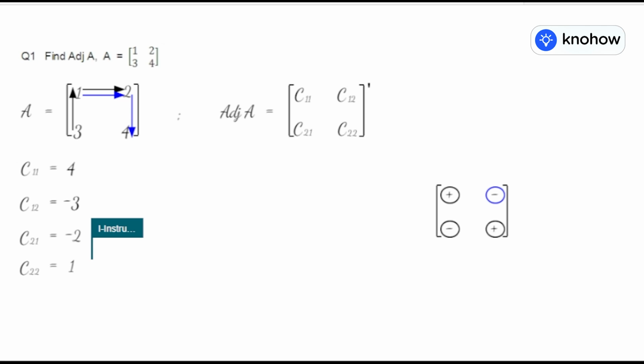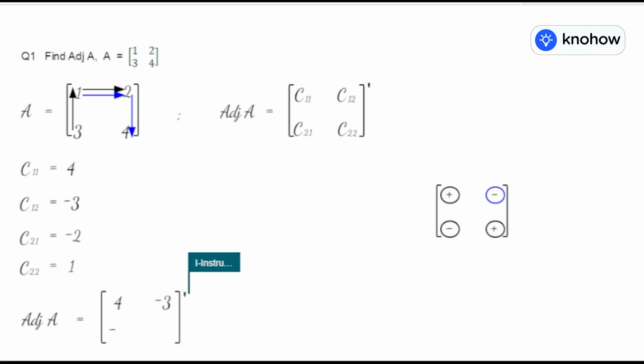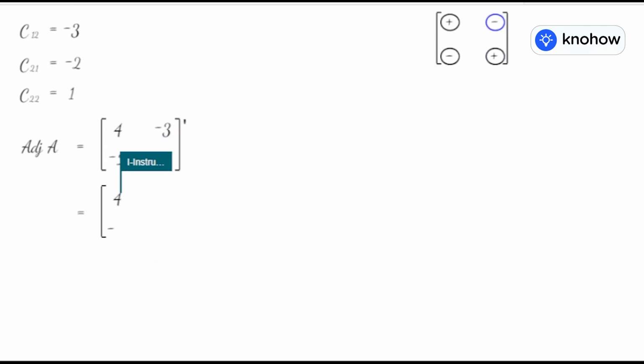Just fill these values in adjoint A and you get adjoint A is the transpose of, replacing these values, 4, negative 3, negative 2, 1, and now take the transpose of it. So the elements of the first row, 4, negative 3, write in the first column, that of the second row you write in the second column, and that way 4, negative 2, negative 3, 1 is the required adjoint A.